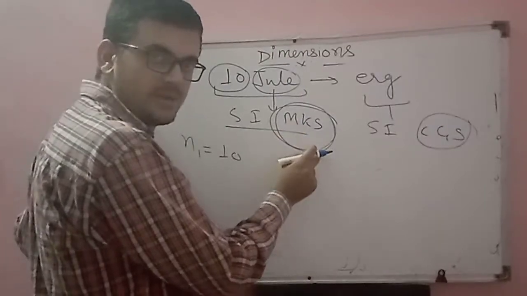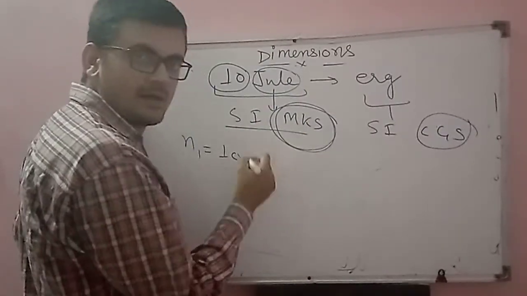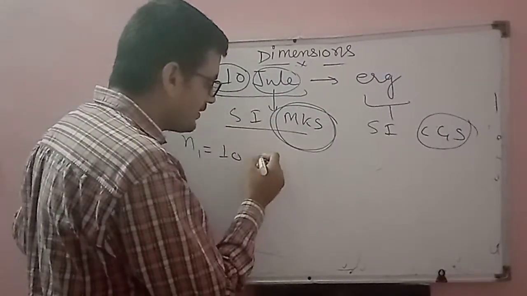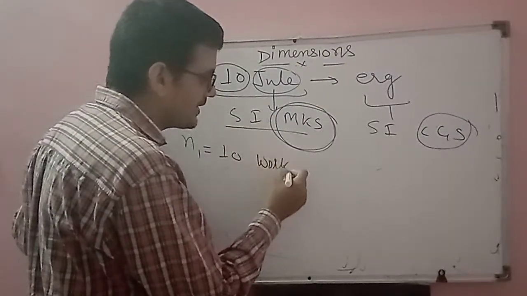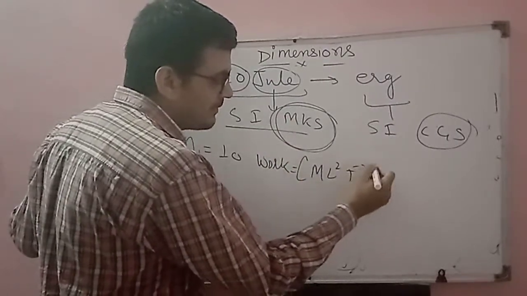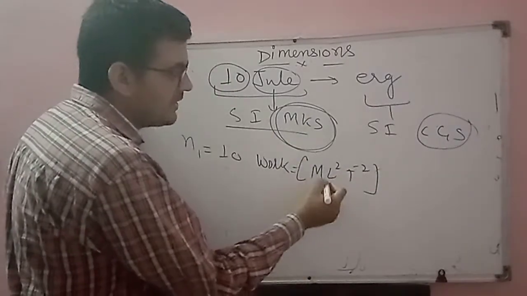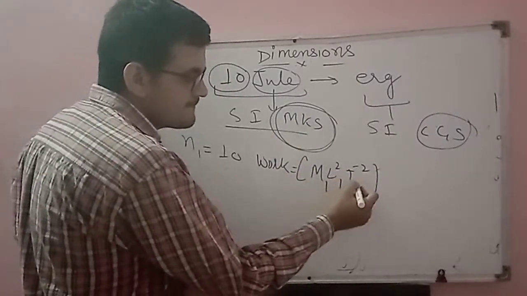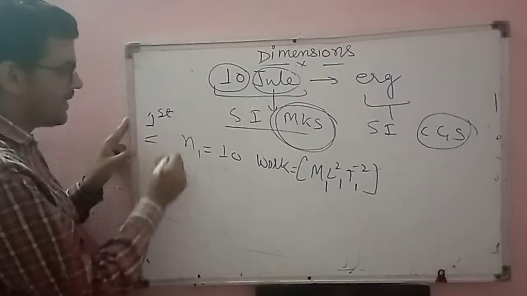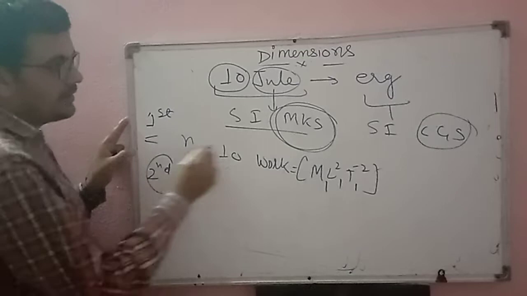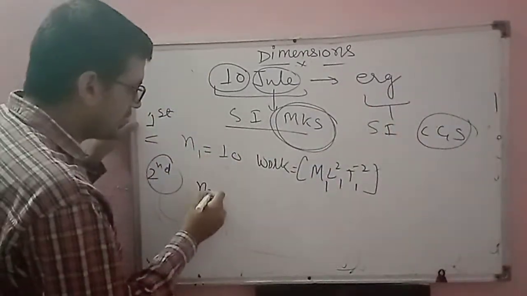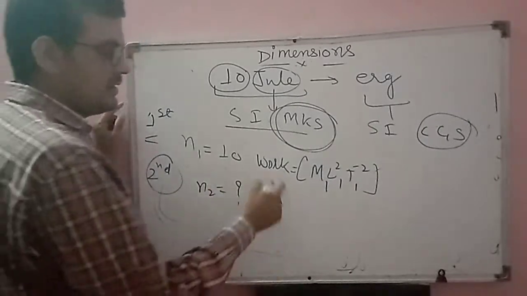So in MKS system, I have told in last video, the dimension of work is M L2 T power minus 2. So you write here M1 L1 square T1 power minus 2. This is for the first. Now coming to the second, we have to find out how many erg it will be. So N2 equal to question mark.